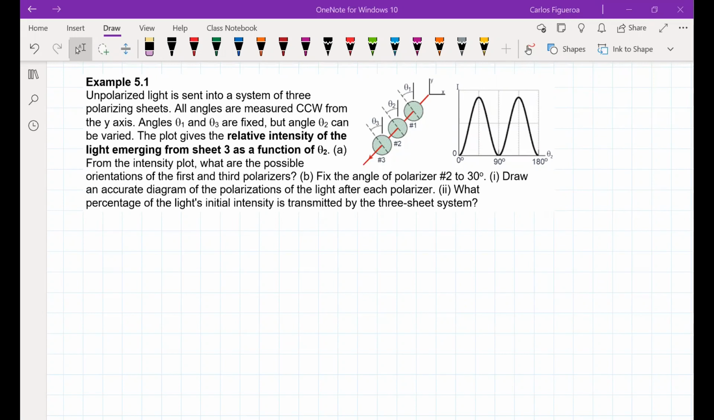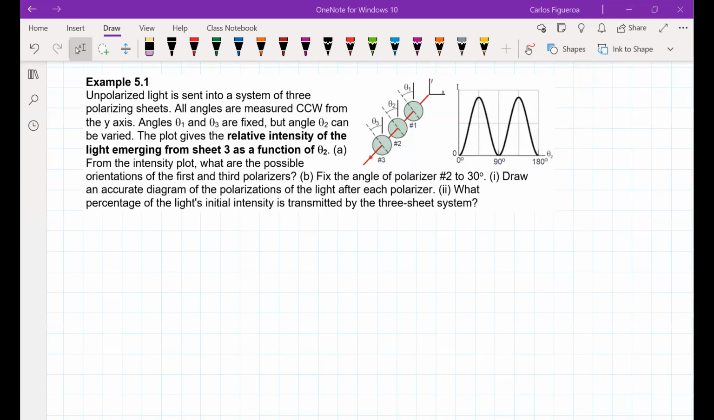Example 5.1. Unpolarized light is sent into a system of 3 polarizing sheets. All angles are measured counterclockwise from the y-axis. Angles theta 1 and theta 3 are fixed, but angle theta 2 can be varied. The plot gives the intensity of the light emerging from sheet 3 as a function of theta 2.